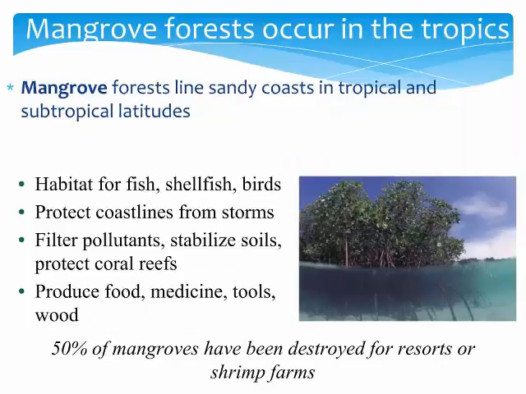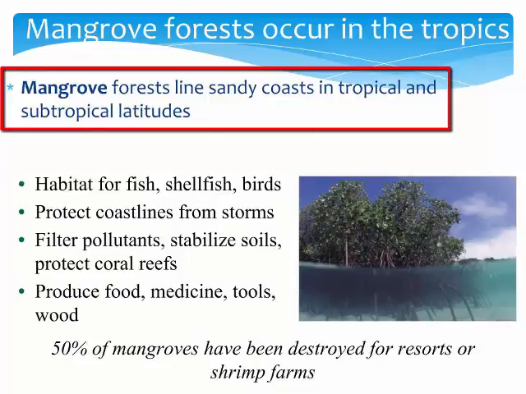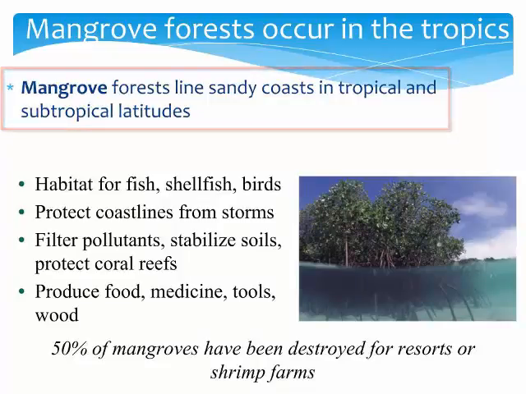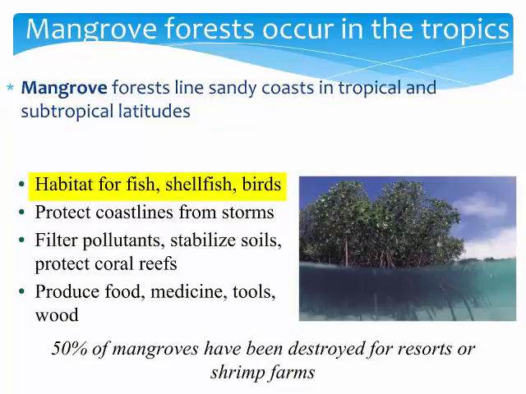Mangrove forests are another marine ecosystem comprised of salt-tolerant trees that have unique roots which curve up for oxygen and down for structural support. You can see the unique root system in this photo. These forests are found on sandy coasts in tropical and subtropical latitudes. Mangrove forests provide habitat for fish, shellfish, and birds. They protect coastlines from storms, filter pollutants, stabilize soils, protect coral reefs, and provide food, medicine, tools, and wood. Additionally, climate researchers recently determined that of all the forest types, mangrove forests capture the most atmospheric carbon dioxide. Sadly, though, 50% of mangroves have been destroyed for resorts or shrimp farms.